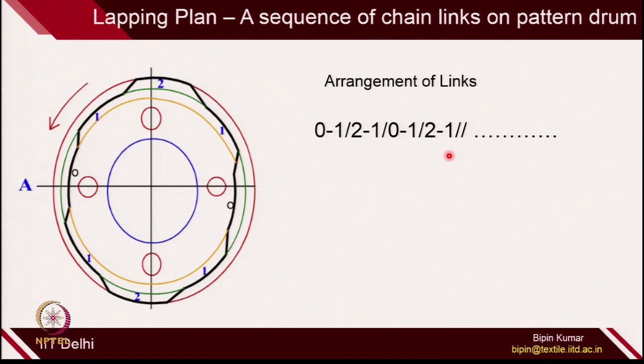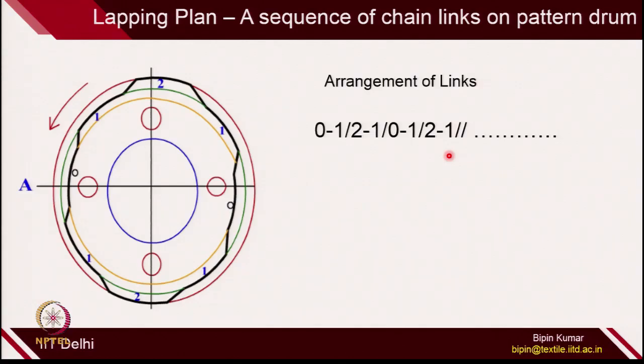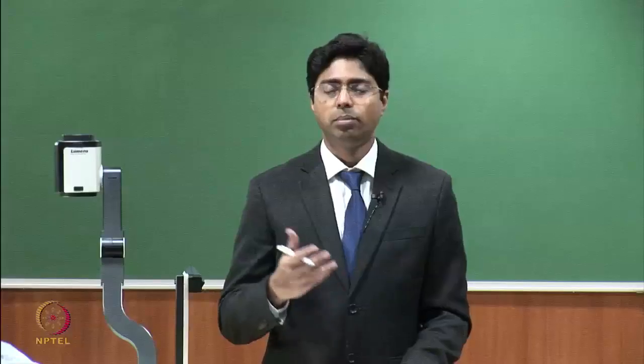So, if you see the lapping plan, whatever number you are generating, it is nothing new, it is basically the arrangement of links on the pattern drum. So, you are following the sequence of links on the pattern drum. That is why, depending on the pattern chain links arrangement and their sequence, the warp net structure is denoted.